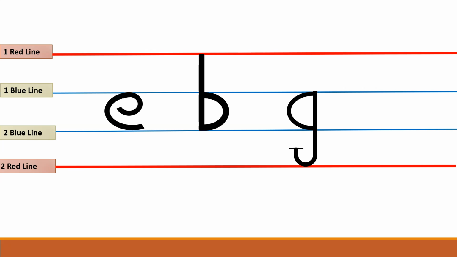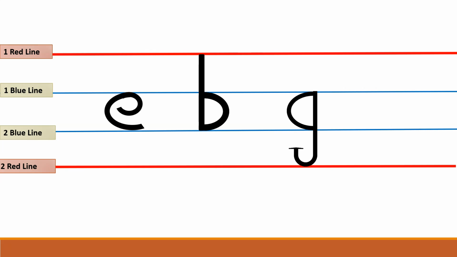You could see a few of the small letters given over here. The letter E I have written in between 2 blue lines. Letter B I have written from the first red line to the second blue line. And the G I have written from the first blue line to the second red line. Yes, the small letters we have to write in different ways. All letters won't start from the same line.